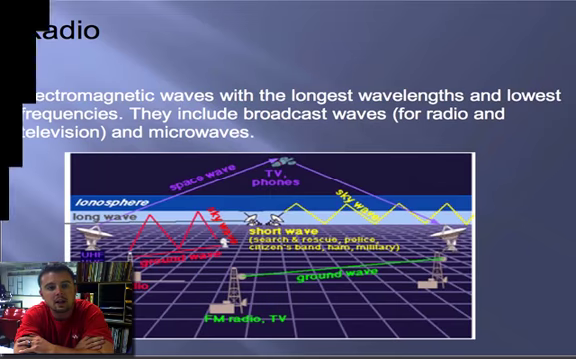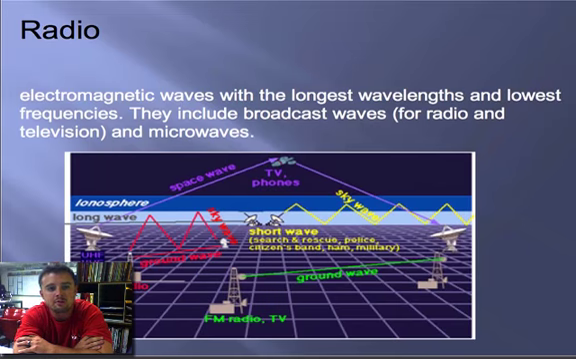The first kind is called radio waves. Radio waves are electromagnetic waves with the longest wavelength and the lowest frequencies. Remember, those two things are opposites, wavelength and frequency. So these have the longest wavelength and the lowest frequency. They include broadcast waves for radio and television, and also a little bit about microwaves, and we're going to look at that next.